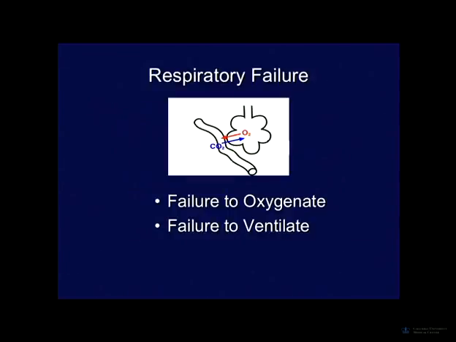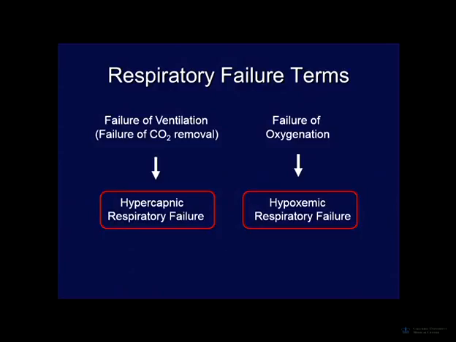So going back to our picture from before of oxygen and carbon dioxide diffusing across the alveolar capillary membrane, respiratory failure is either a failure to oxygenate and/or a failure to ventilate. Failure to ventilate is effectively a failure to remove CO2. We call that hypercapnic respiratory failure. The failure to oxygenate is hypoxemic respiratory failure.